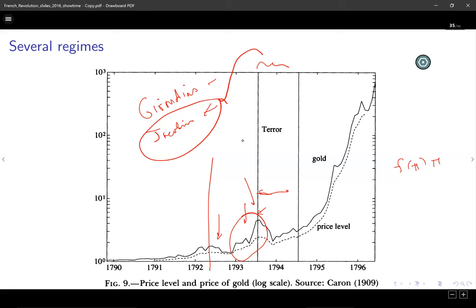And toward the middle of 1794, the threat to the nation has gone away as a result of these battlefield victories. The government's still printing up a lot of money. That's its main finance. But now what happens is, oh, by the way, all during this period, France is paying its creditors. It's not defaulting on its creditors.